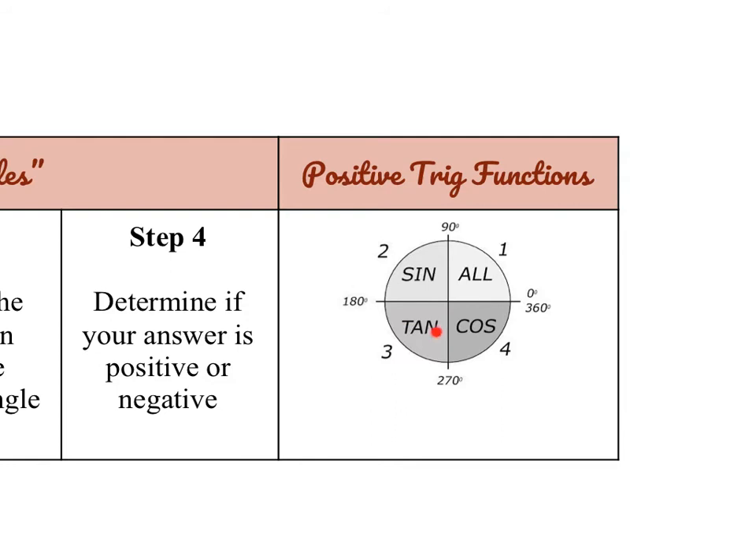In quadrant 3, tangent is the only positive one, meaning cosine and sine are negative. And in quadrant 4, cosine is positive, meaning sine and tangent are negative.